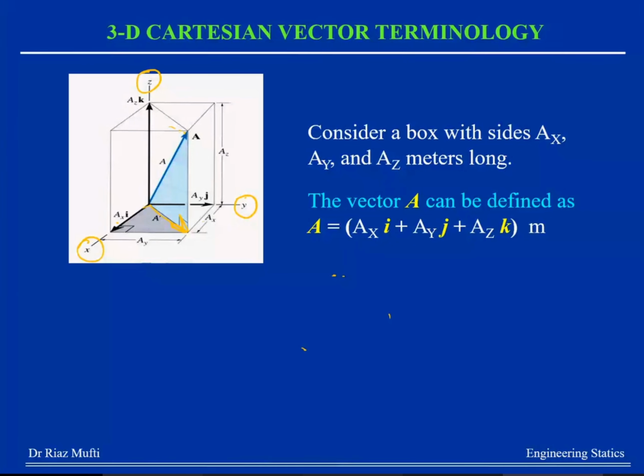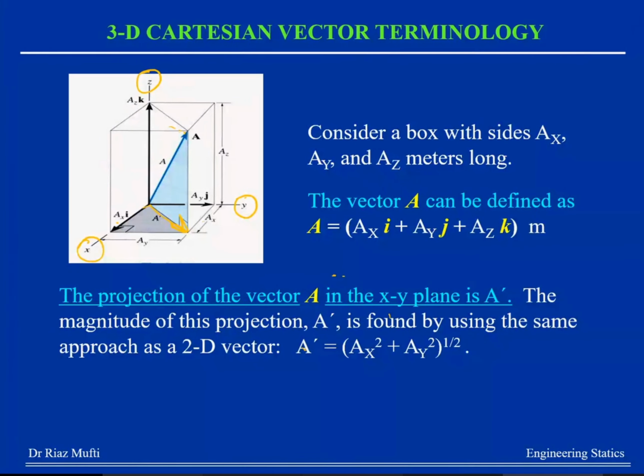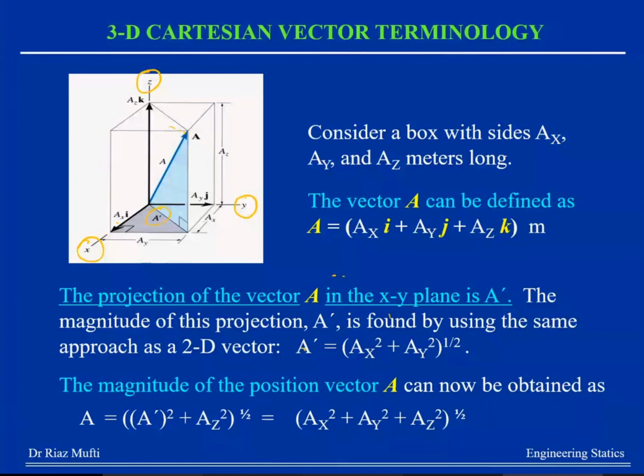Clear? Now let's see what it says. The projection of A in the XY plane is A dash. That's here. The magnitude of this projection A dash is found by using the same approach as your 2D. The magnitude of the position vector A can now be obtained as this. Remember when it was 2D, you had two components. Now you've got three components. You can easily get the magnitude out of your vector A. Clear? It's just like 2D. You had two components. Now you've got three components.